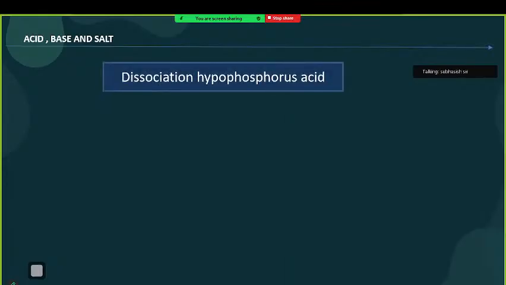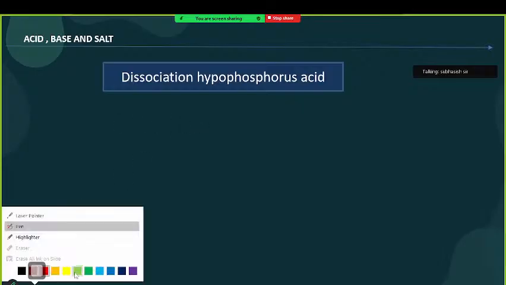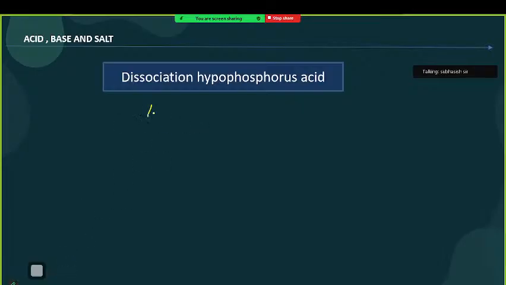This is hypophosphorus acid. What is the formula of hypophosphorus acid? That is H3PO2. There are three different types of phosphoric acid. One is H3PO4, this is phosphoric acid. H3PO3 is phosphorus acid.